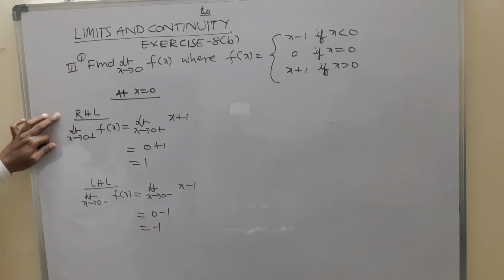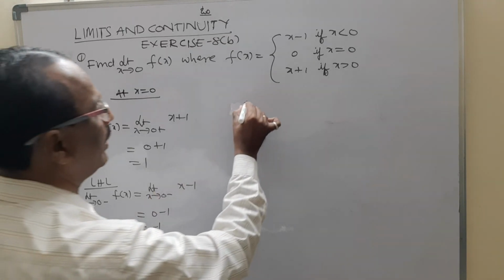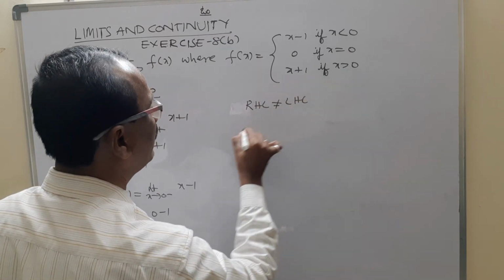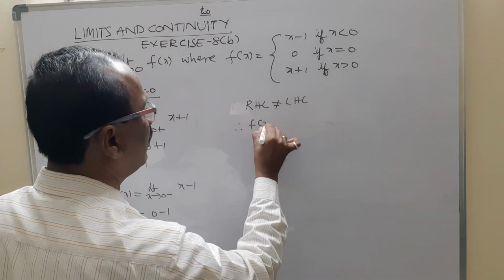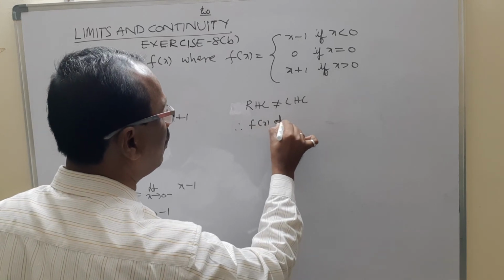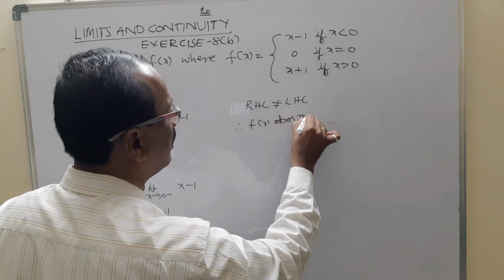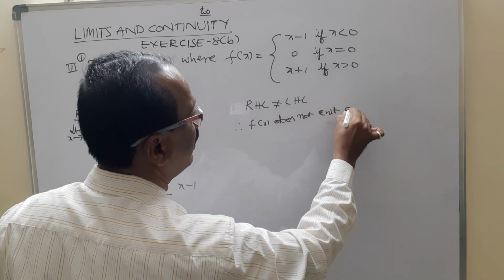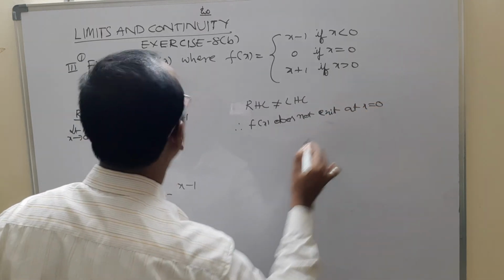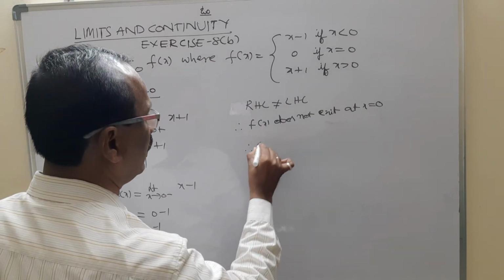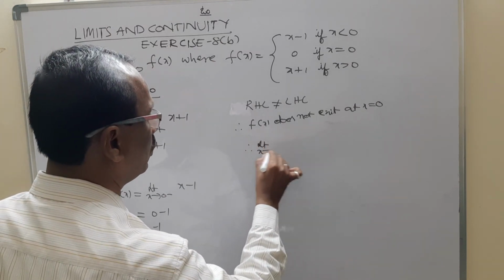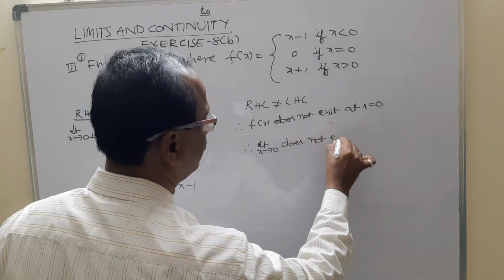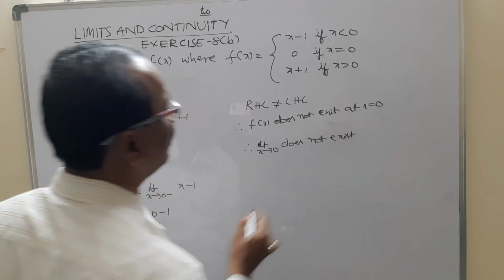In this problem, the right hand limit and left hand limit are not equal. The right hand limit does not equal the left hand limit. Therefore, the limit of f of x does not exist at x equal to 0. Therefore, limit x tends to 0 does not exist.